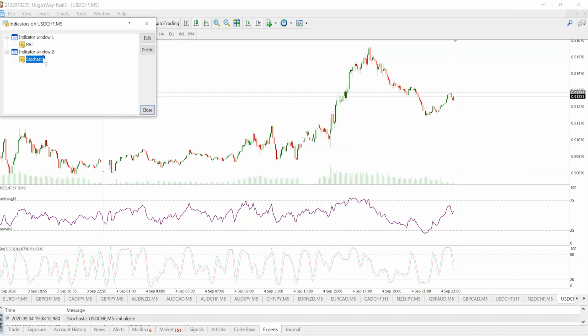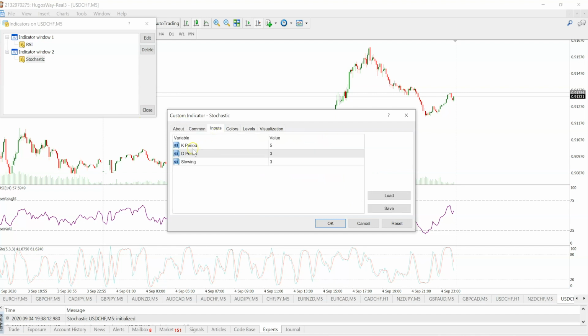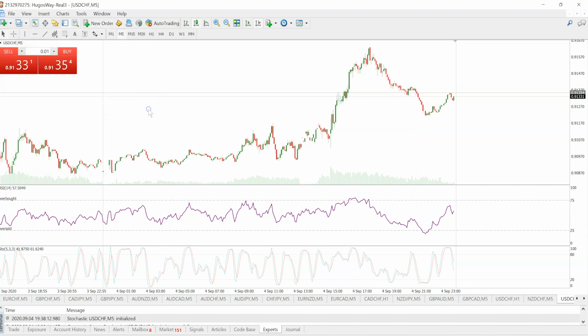For the stochastic, we just have the basic out-of-the-box settings. The K period is 5, the D period is 3, and the slowing is 3. We didn't mark any levels on that one, so it's just the normal 80 and 20 levels you get out of the box with the stochastic. We have some more videos coming on using the stochastic for spotting long-term trends, but we'll get into that in another video. For now, we're just going to talk about divergence.